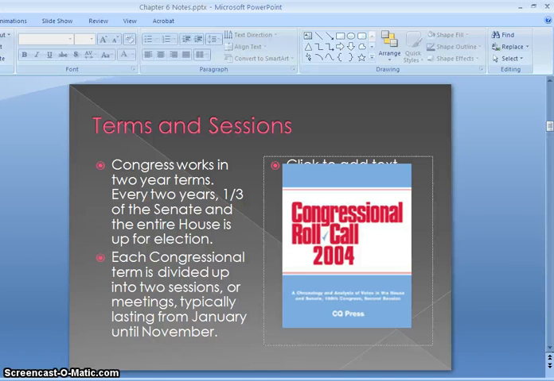The Senate, on the other hand, has 6-year terms. So every 2 years, one third of the Senate is up for re-election. In Michigan, right now, Debbie Stabenow is up for re-election, and she's running against a Republican, I believe his name's Pete Hoekstra. Carl Levin, our other senator, is not up for election this year, so they stagger. Each congressional term is divided up into 2 sessions or meetings, typically lasting from January until November. So really, Congress works for 11 months out of the year.